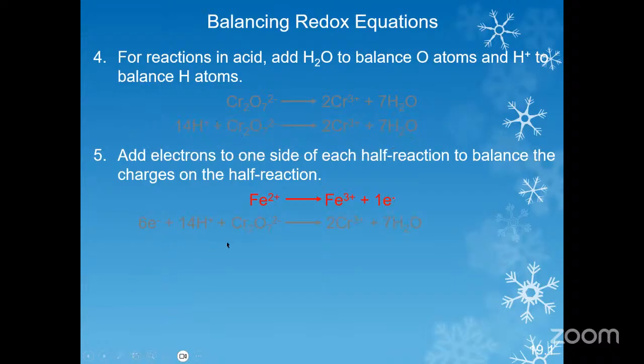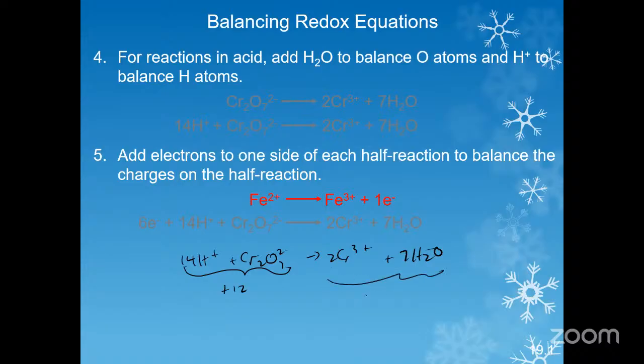Let me just rewrite this just in case. For the second half equation, I'm just going to rewrite what I had up here, which was 14H+ plus Cr2O7 2- to give 2Cr3+ plus 7H2O. Okay, so in this case here, same principle applies. We count up the total charge on both sides. So if you count the total charge on this side, that would be 14 plus charges minus 2. So 14 minus 2 gives you plus 12. And then on this side, we have 2 times plus 3, which is plus 6. The water has no charge, so the total charge on this side is plus 6.